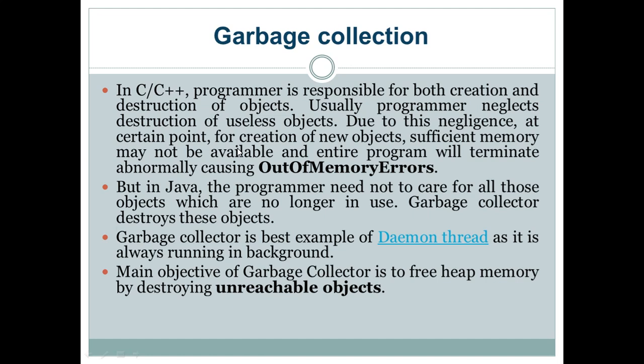To avoid this, in Java the programmer need not care for those objects which are no longer in use. The garbage collector destroys these types of objects. The garbage collector is the best example of a daemon thread. A daemon thread is used to delete particular objects running in the background. So the main objective of garbage collection is to free the heap memory.